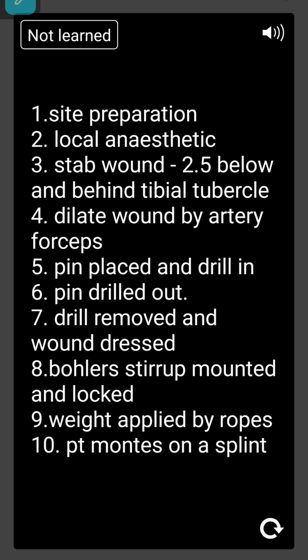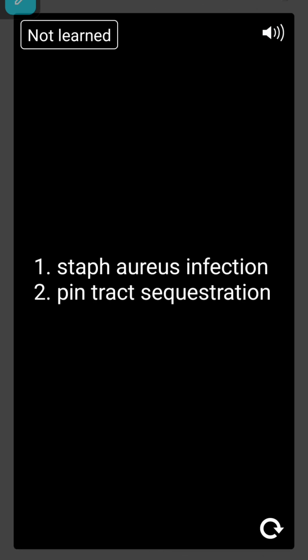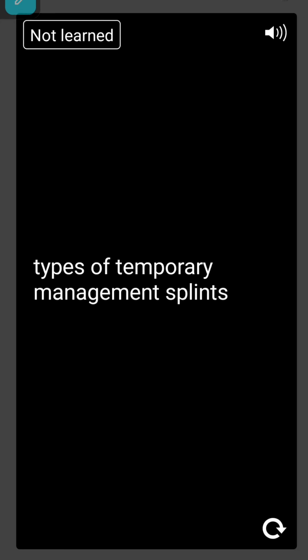8. Böhler's stirrup mounted and locked. 9. Weight applied by ropes. 10. Part mounted on a splint. Complications of skeletal traction: 1. Staph aureus infection. 2. Pin tract sequestration.